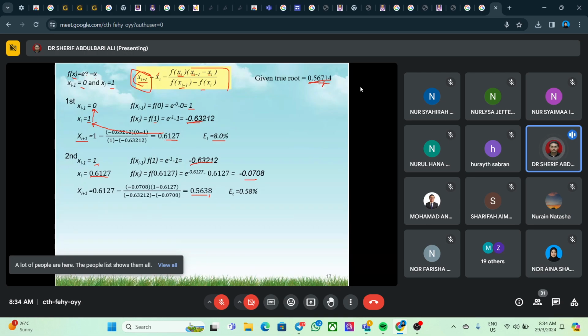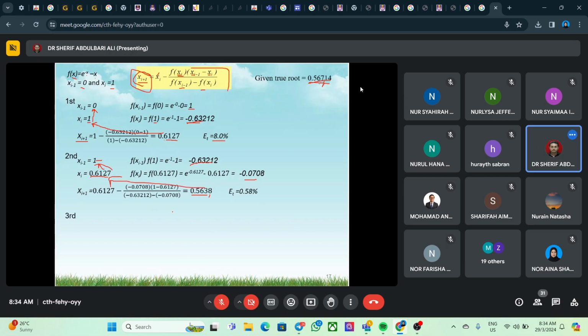So I will iterate one more time. This value will be gone, will be replaced by this value, and this value will replace this value. So here it's 0.6127. X is equal to this value here. So I need to find the function of this value. So the answer is negative 0.0708.